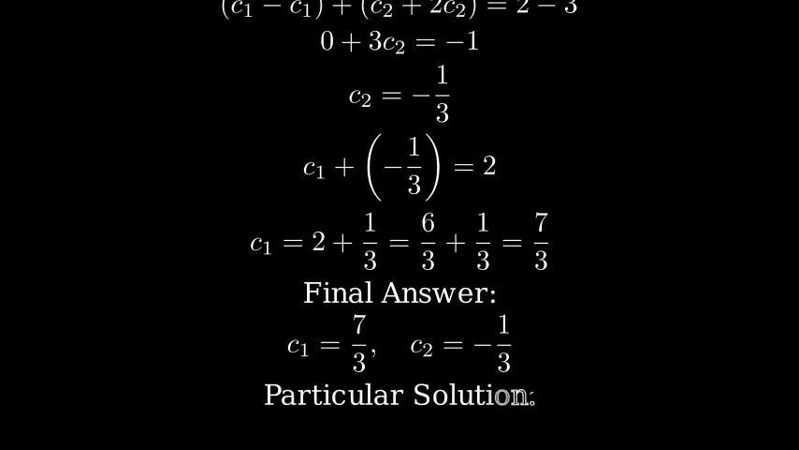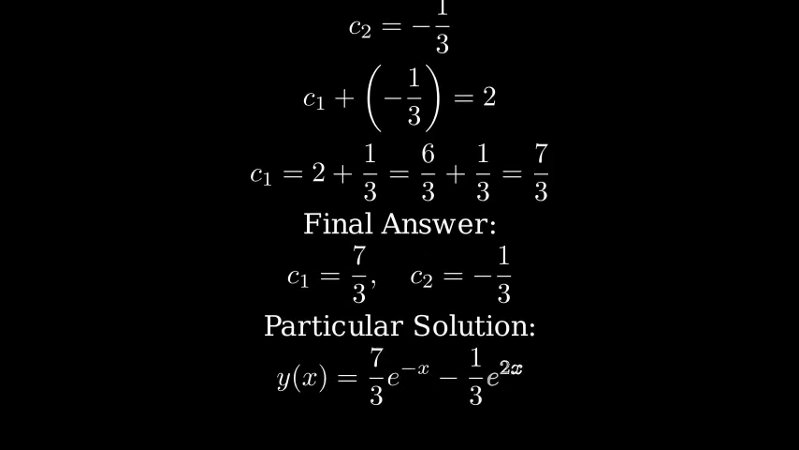Substituting these values into our general solution, we get the particular solution that satisfies our initial conditions. y of x equals 7/3 times e to the negative x minus 1/3 times e to the 2x. Let's visualize this solution. The blue curve shows our particular solution, y of x. Notice that at x equals 0, the function value is 2, and the slope at that point is negative 3, confirming that our solution satisfies the initial conditions.